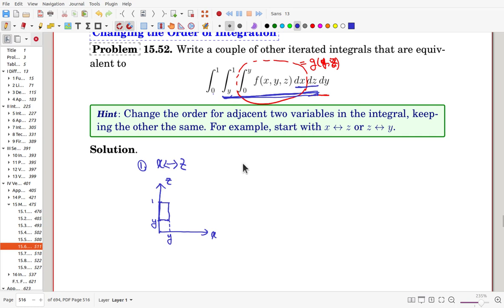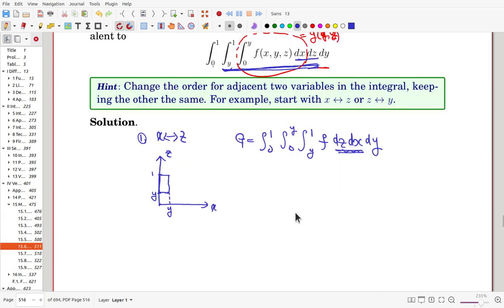So the given integral can be written with the outer integral from 0 to 1, the same, and the inner integrals can be changed: here from 0 to y, and here from y to 1. And f is here, with dz, dx, and dy. So we get a new order here. Okay, let's go to another one.